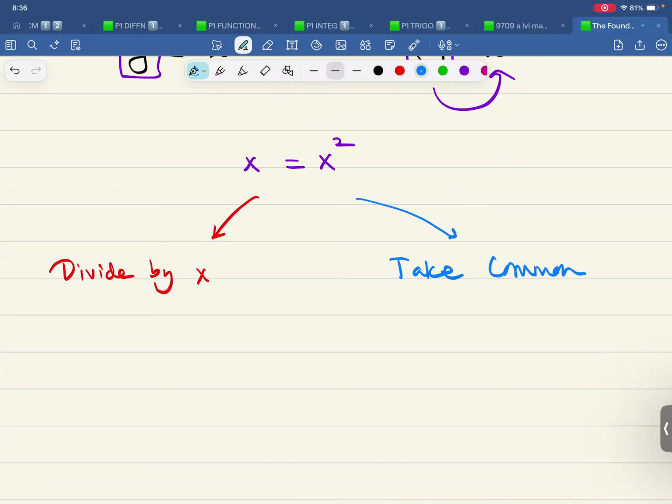So now over here, let me write the options available. The first one, divide by x. The second option, take common. Now vote for this. Which is the correct one? The red option, the blue option. Divide by x, take common. Start.